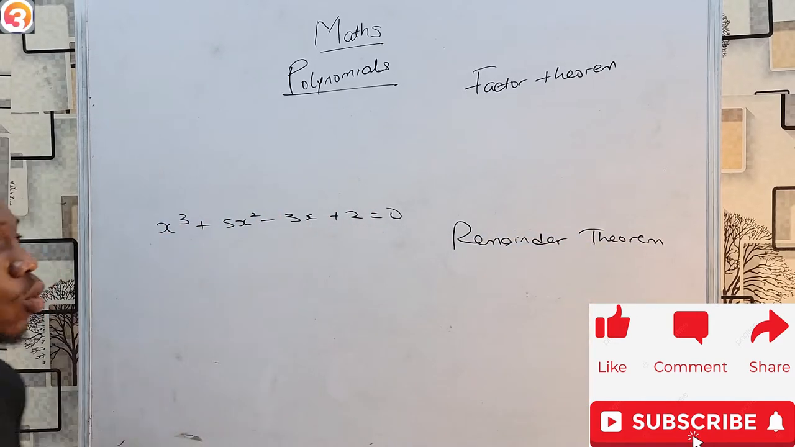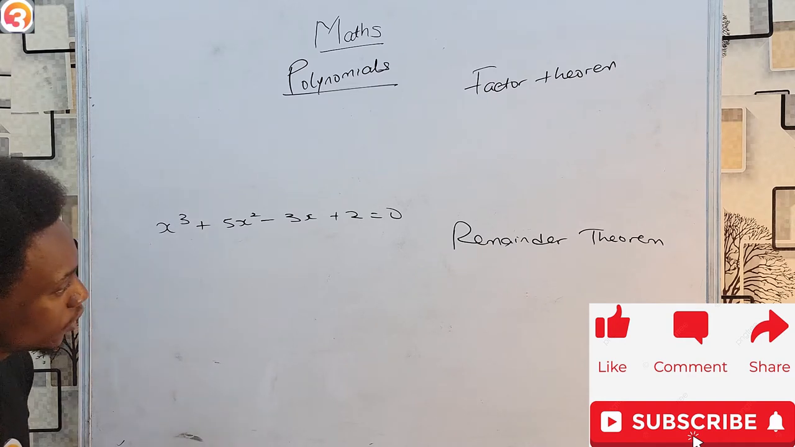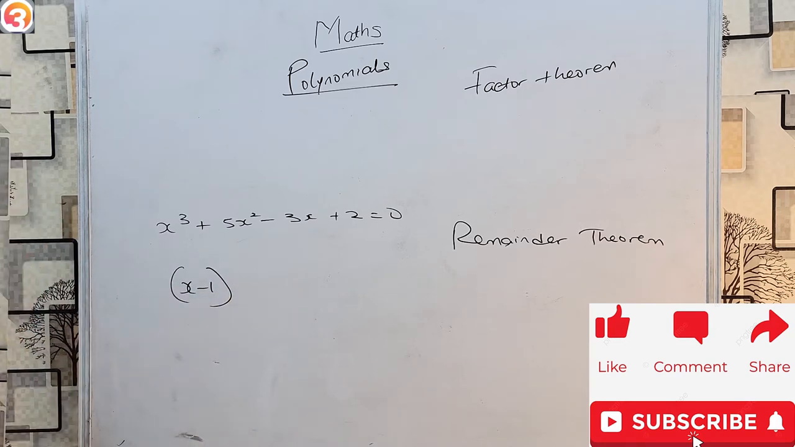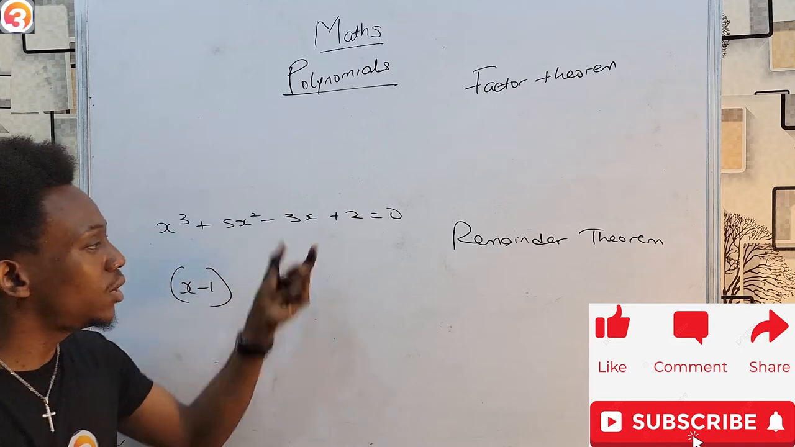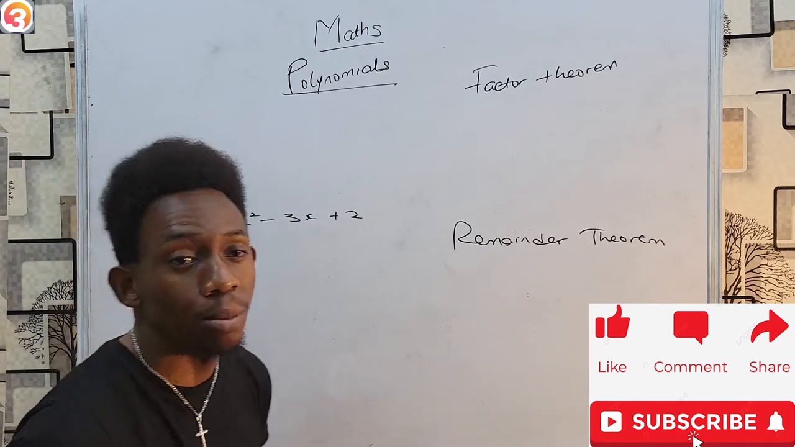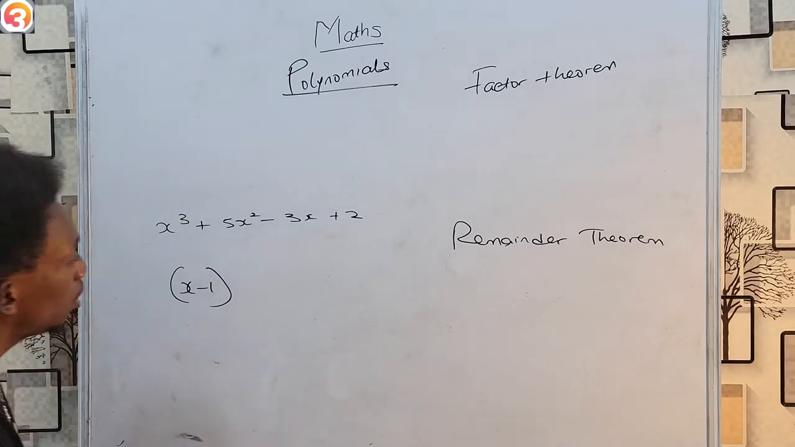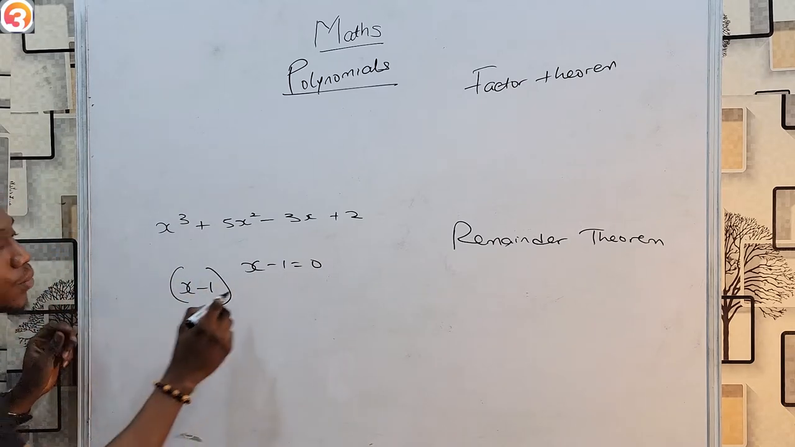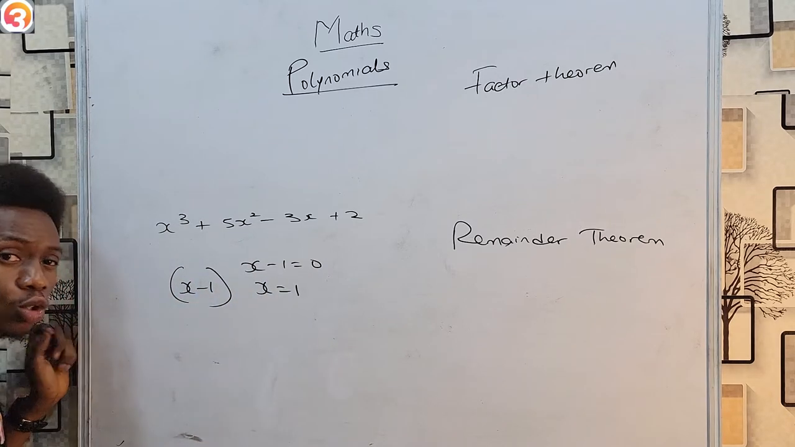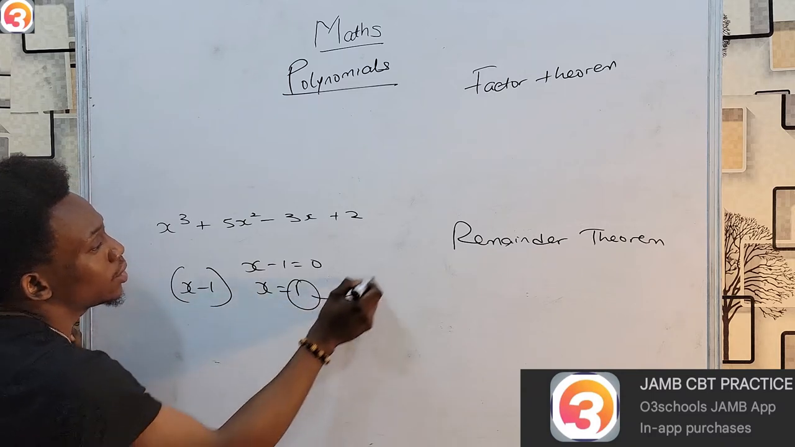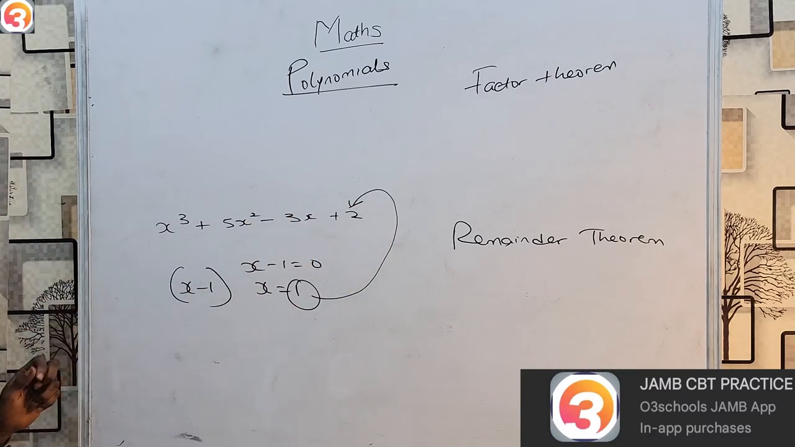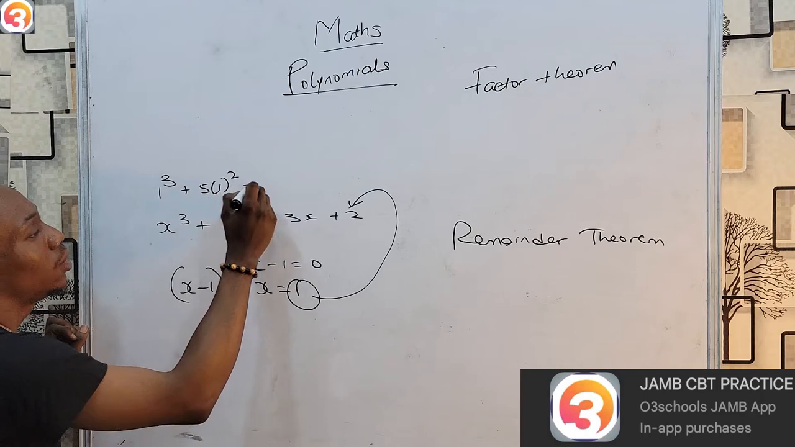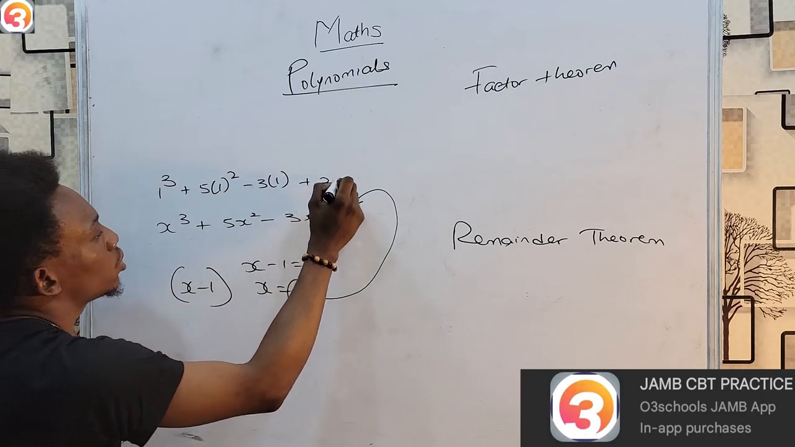For either of them, how does it work? Well, the idea is quite simple. If you are given a certain value, let's say x minus 1, and told to test whether x minus 1 is a factor of this expression or it will give you a remainder, the method is exactly the same. What do you do? You equate x minus 1 to 0, and that means x equals 1. On doing this, you take this value of 1 and then substitute it into this equation, such that you'll be having 1 cubed plus 5 times 1 squared minus 3 times 1 plus 2.